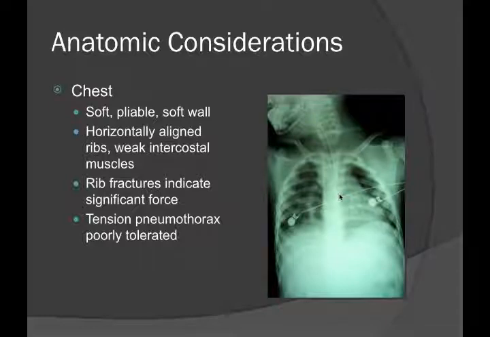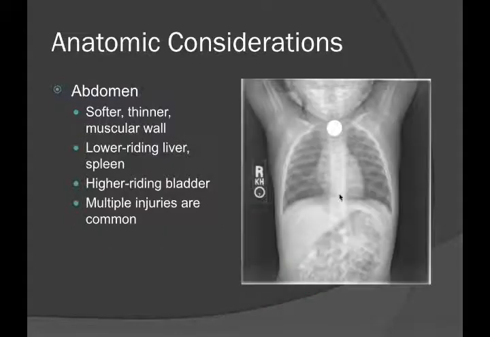With respect to the pediatric chest, soft chest wall, so you're more likely to have pulmonary contusions than rib fractures. If there is a rib fracture, it indicates a significant amount of force, and then they'll decompensate very quickly from a tension pneumothorax. In the abdomen, the liver and spleen are bigger relative to the size of the abdomen, which gives a large space for blunt injury. The bladder tends to be higher, and it's more rare to have an isolated abdominal injury.